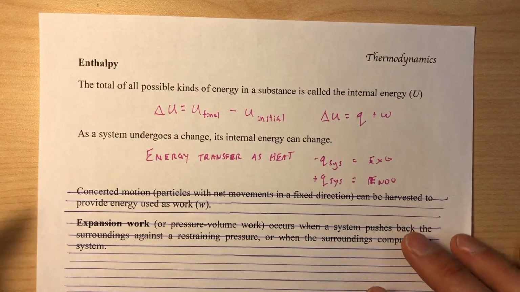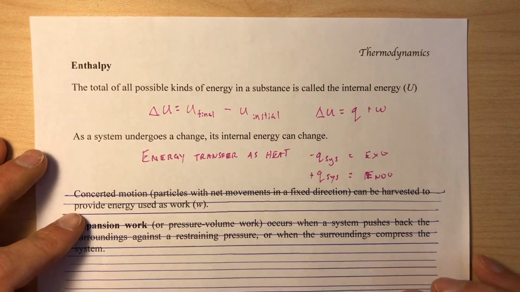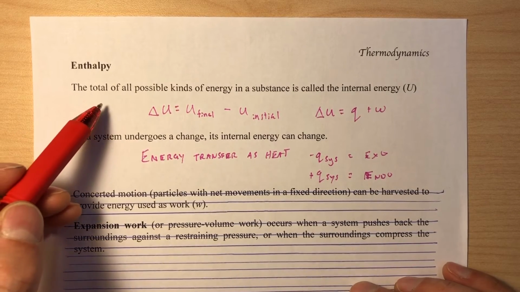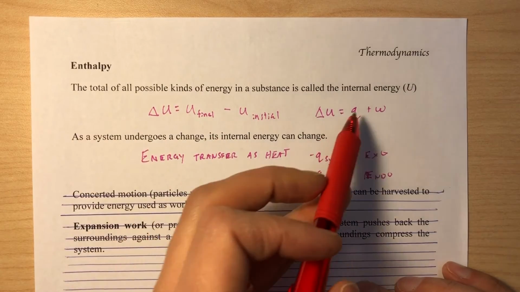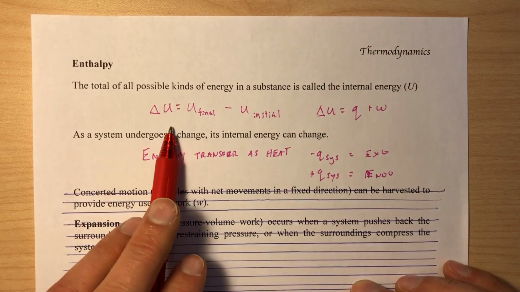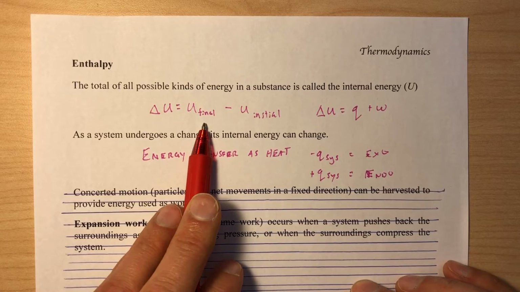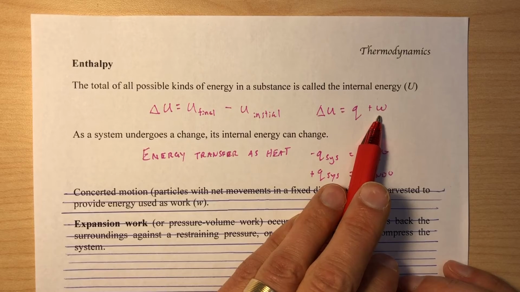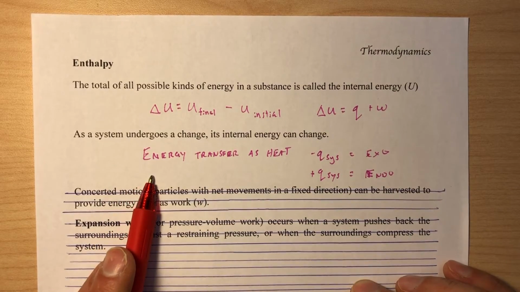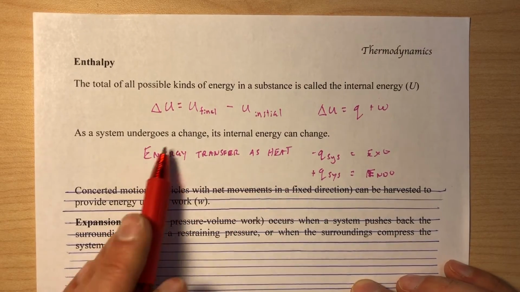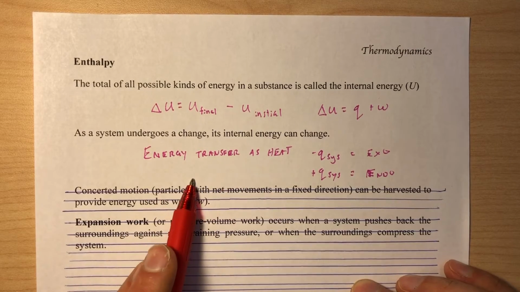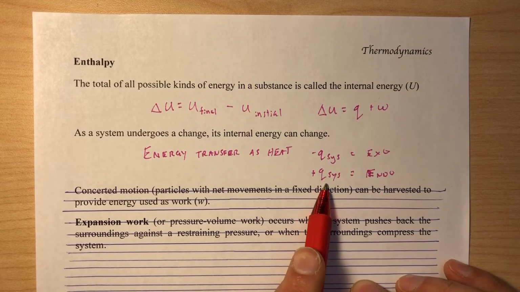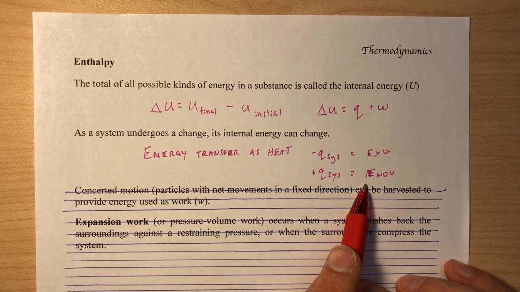We're going to move on now and do a little bit of a deeper dive into enthalpy. And that requires us to first talk again about internal energy. So all of the total types of energy possible in a substance is called its internal energy. And delta U is equal to the final internal energy minus the initial. Delta U is also equal to heat flow plus work. As the system undergoes change, its internal energy can also change, and that is usually in the form of heat transfer. As we've seen, a negative Q system is going to be an exothermic reaction. A positive Q system is an endothermic reaction.